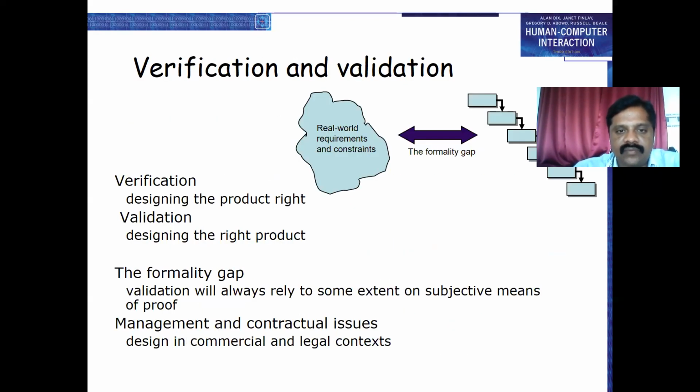Next, verification and validation. Verification is designing the product right, and validation is designing the right product. So there is a difference between verification and validation. Verification means whether we are designing the product right, what was expected, what we analyzed in the previous phase. That analysis tells whether we designed the product right or not.